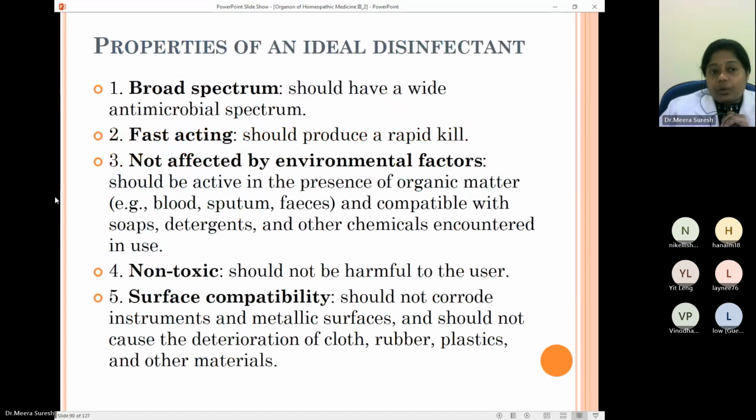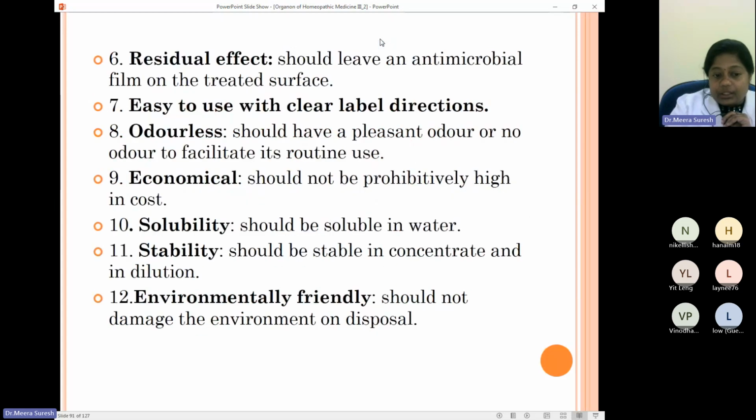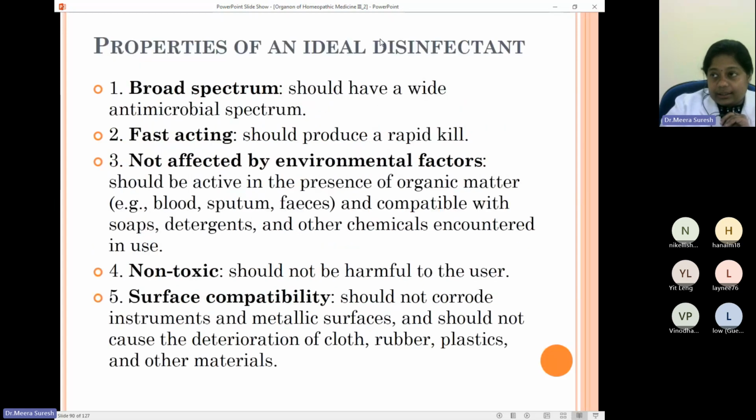Now, what are the properties of an ideal disinfectant? To call it a perfect or an ideal disinfectant, what are the properties? There are about 12 properties it should have. However, when we use the term ideal, you will understand that it is very difficult to achieve that ideal state. So to be called an ideal disinfectant, all 12 should be present.